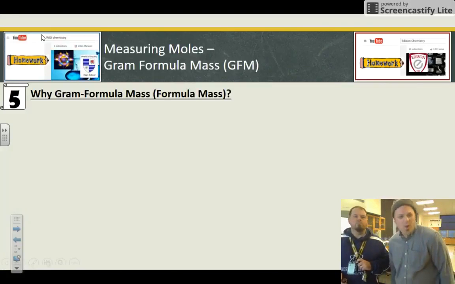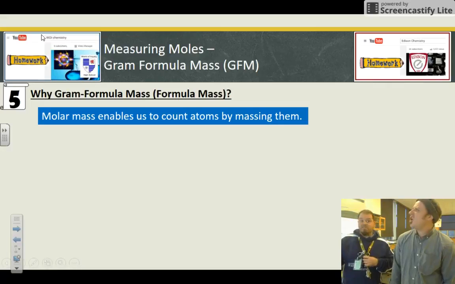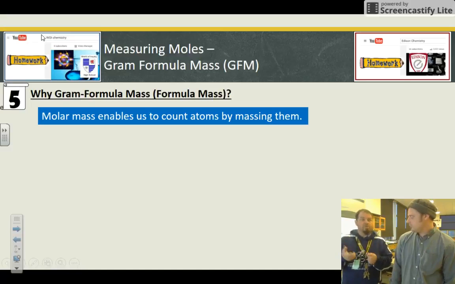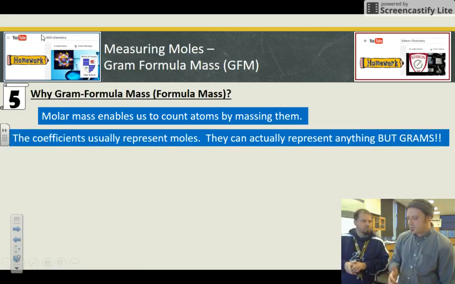So why gram formula mass, aka formula mass? Well, this enables us to count these atoms by massing them. We need to know things react 2 to 1, 2 moles to 1 mole, in whole number ratios. Let's relate that back to something a little simpler.